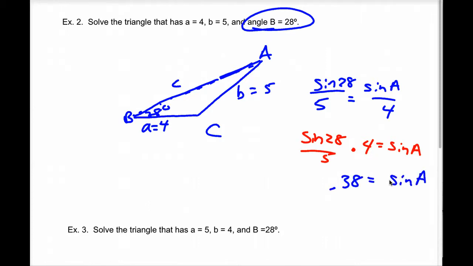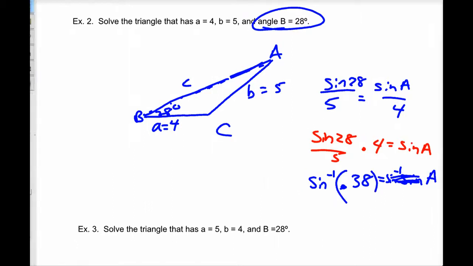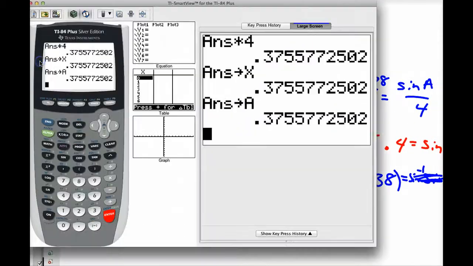I don't want sine of A, I want A. And I showed you in a previous lesson that in order to go backwards, in order to find an angle, you do inverse sine. That cancels this out and gives me A. So I need to do the inverse sine of 0.38, but I'm not doing the inverse sine of 0.38.